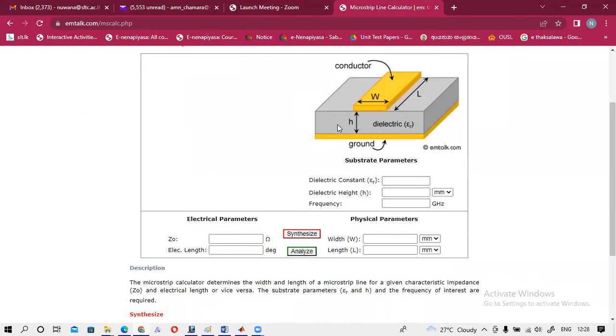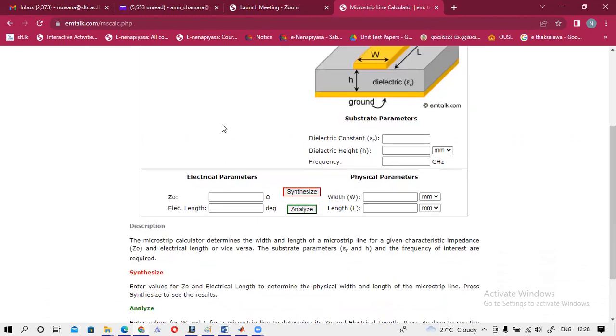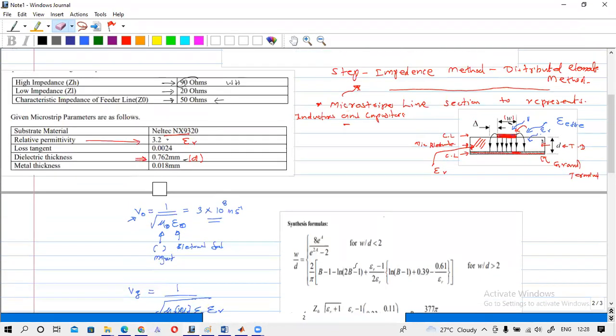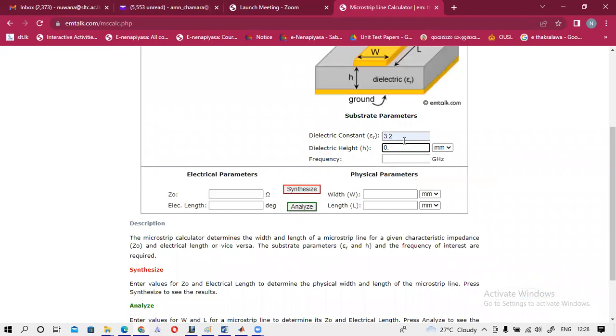Here the dielectric thickness is given as H, and the dielectric constant is epsilon r, so easily you can use this one. What is our dielectric constant? That is 3.2. What is the dielectric height? That is 0.762 millimeter.